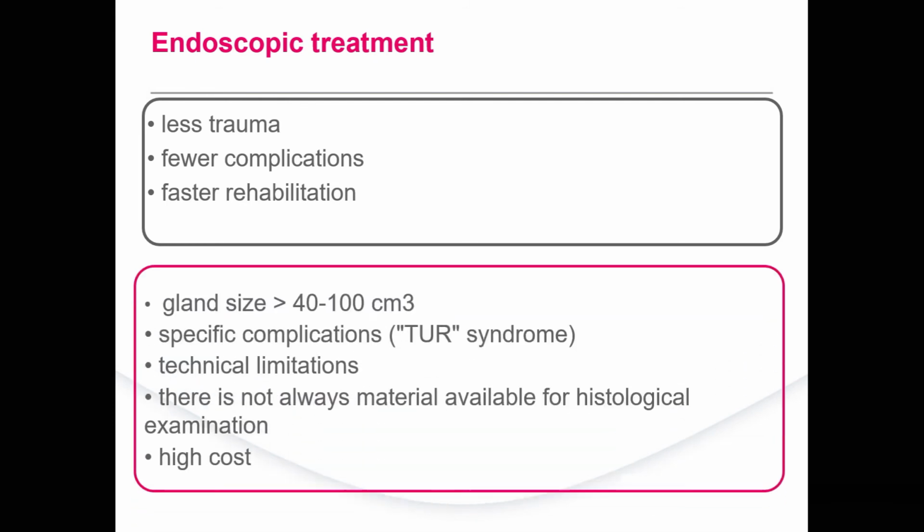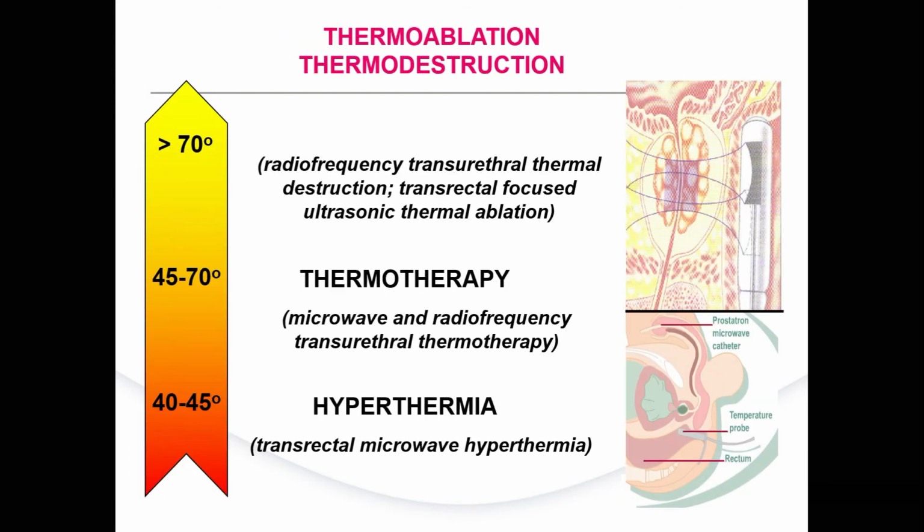But it also has some problems, like the gland size should be up to 100 cubic centimeters. There are specific complications like TUR syndrome, technical limitations, and there is not always material available for the histological examination. Actually, for now it can be, so it is not a problem for the histological examination. And high cost was before, but now it is the same price as the open prostatectomy.